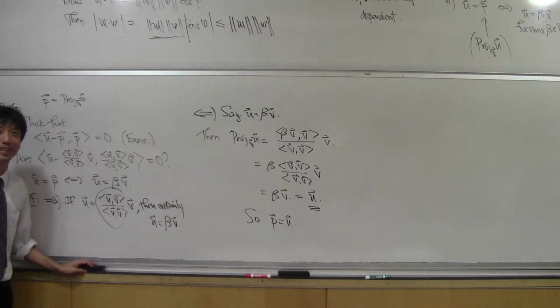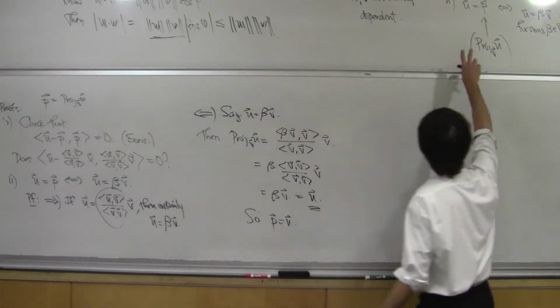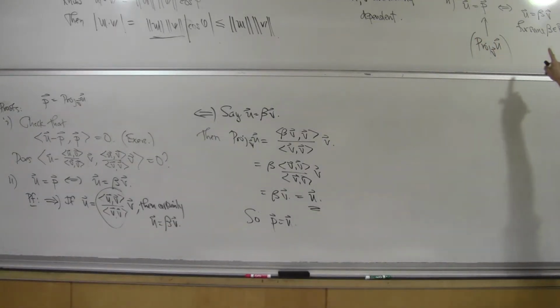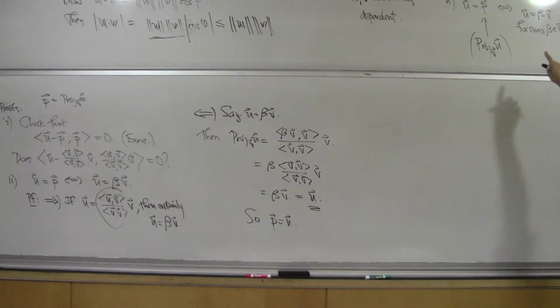Ryan, are you okay? Yes? Okay, great. So what we have, we've got these two lemmas that show these things that seem obvious in Euclidean space, but they're also true in the inner product space. That U minus P is perpendicular to P, and that U equals P if and only if U is some multiple of V.